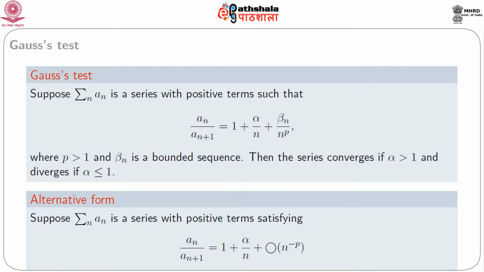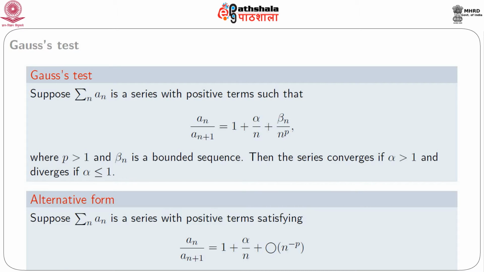Now, after introducing big O and small o notations, it is natural to consider an example in the field of series and sequence. So, we shall discuss Gauss's test using big O notation. Suppose we have a series with nth term a_n such that a_n is positive, such that a_n by a_(n plus 1) equals 1 plus alpha by n plus beta_n divided by n to the power p, where p is greater than 1 and beta_n is a bounded sequence. Then the series converges if alpha greater than 1 and diverges if alpha less than or equal to 1.